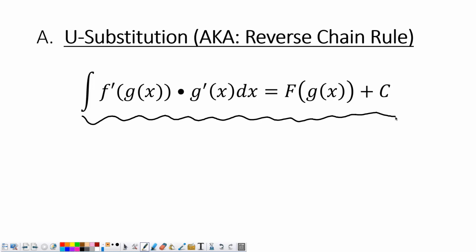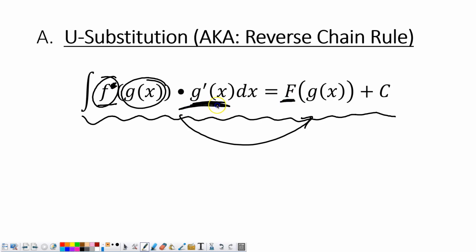But whenever you have a function with an inside function and you see the derivative of that inside function, then we're going to be using U-substitution. And when we integrate that, the integral of f, this should actually just say f, not f prime. The integral of little f becomes big F. The derivative of the inside goes away, and we're just left with that and plus c.